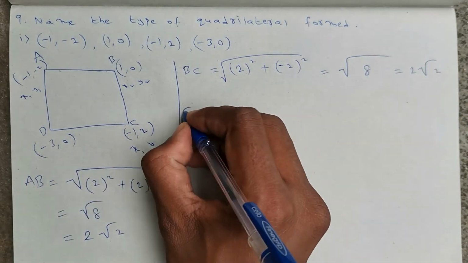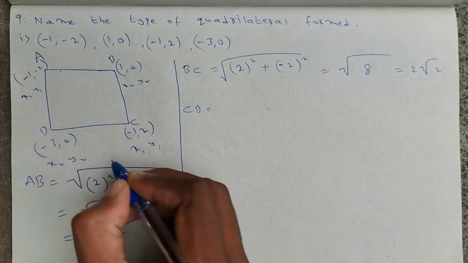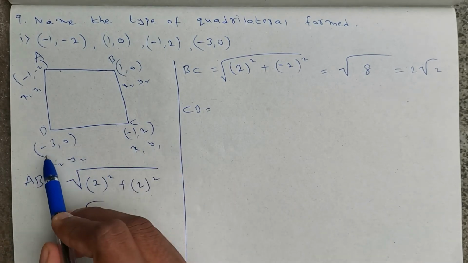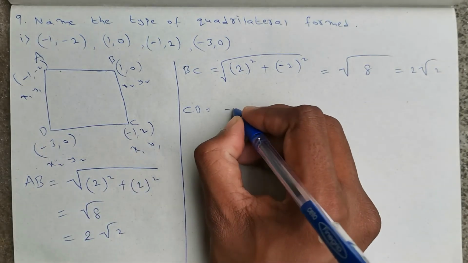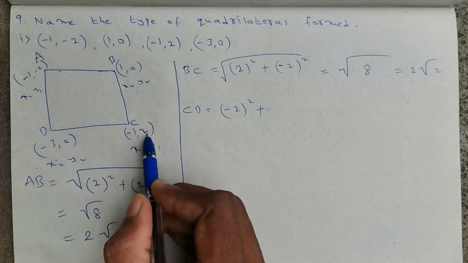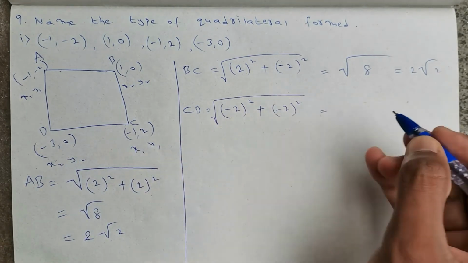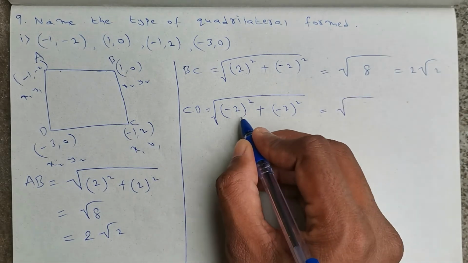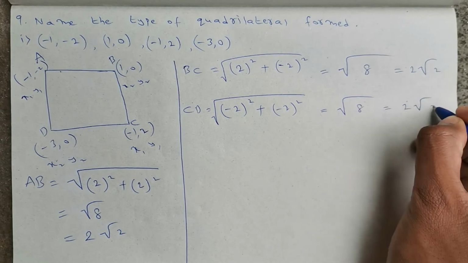Next, CD distance I am going to find. This is already x1, y1. So this I am taking as x2, y2. x2 minus x1. This is already -1. Now it will become +1. -3 plus 1, minus 2 whole square plus y2 minus y1. 0 minus 2, minus 2 whole square under root, which is equals to -2 square 4, minus 2 square 4. 4 plus 4, 8, root 8. Root 8 is nothing but 2 root 2.